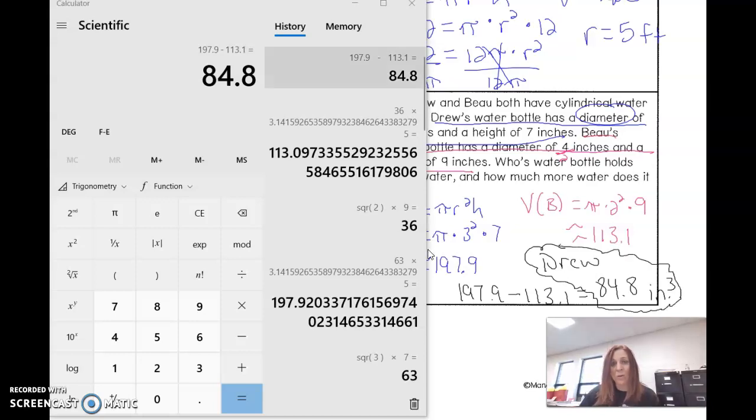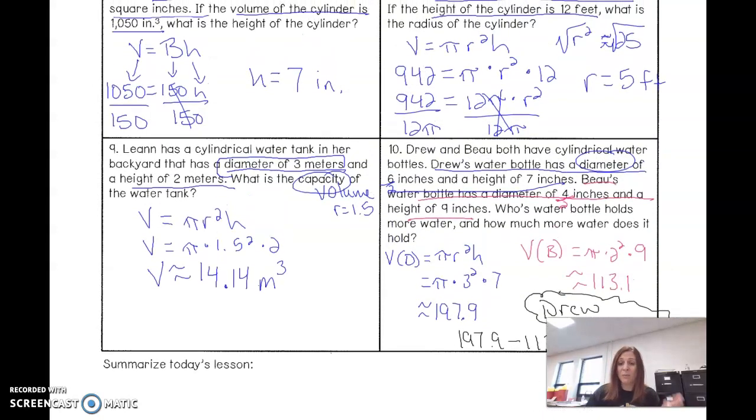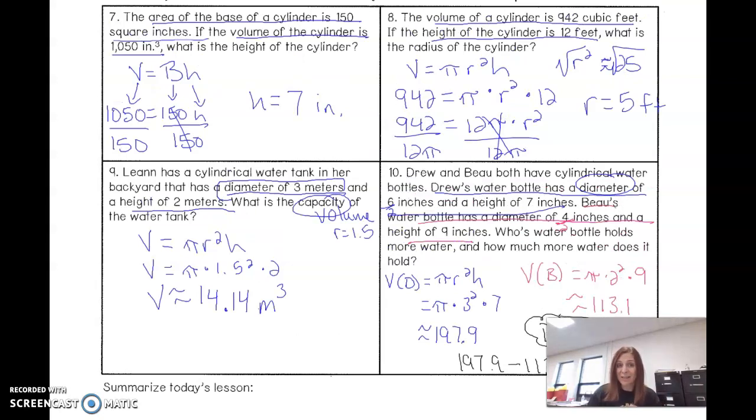All right, so those were some good examples of the different ways we can use the volume formula. Keep in mind, we're focusing on cylinders. Cylinders have a circle base, which is why the area of the base is area of a circle, pi r squared.